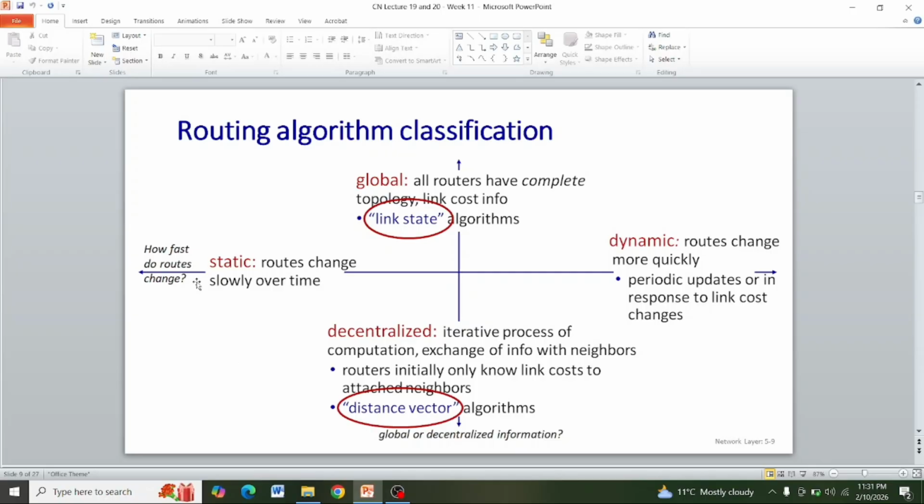The distance vector algorithms are the decentralized algorithms. Another category is the static algorithms, where the routes change slowly over time. However, the fourth category of routing algorithms is the dynamic algorithms, where routes change more quickly. Periodic updates are in response to link cost changes.